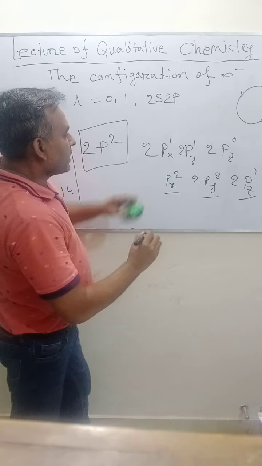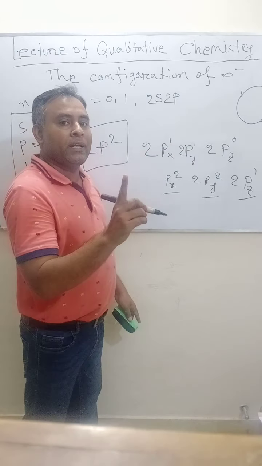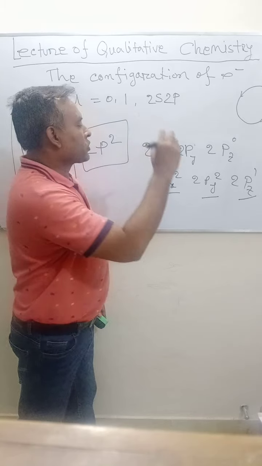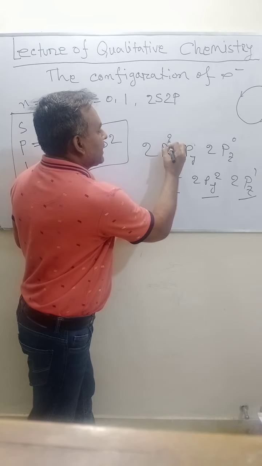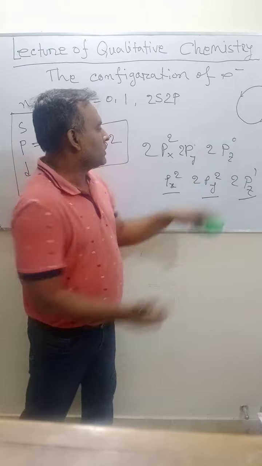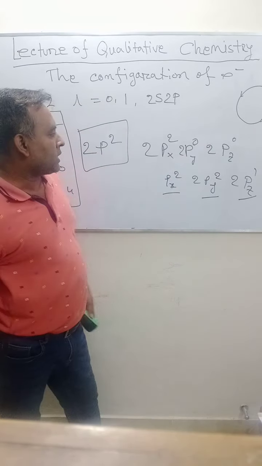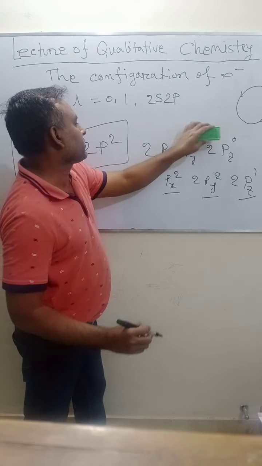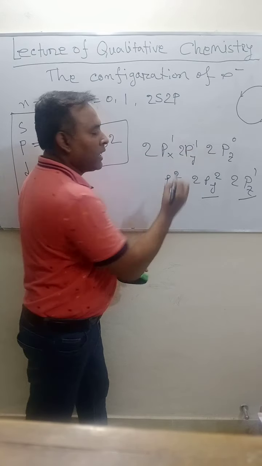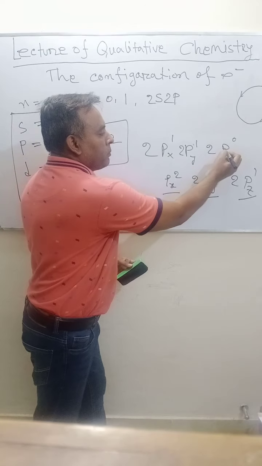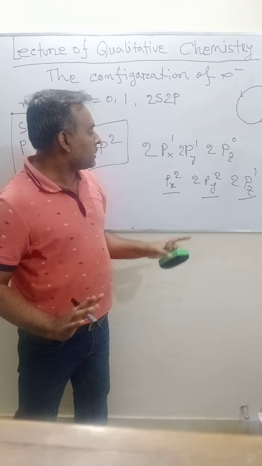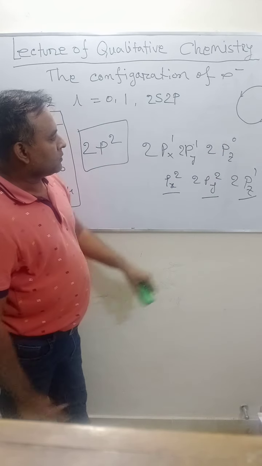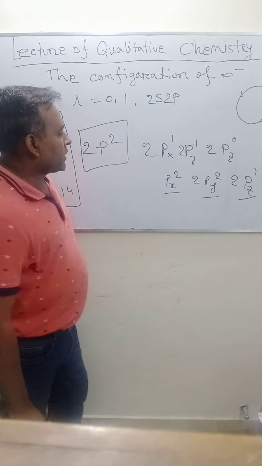Clear? Because you know that in an orbital we can give 2 electrons. You cannot do like this. As you have the 2 electrons, so you have to give 1 by 1. One is here, one is here. As you don't have another electron, so the pz orbital should be 0. Clear? In the pz orbital there is no electron.